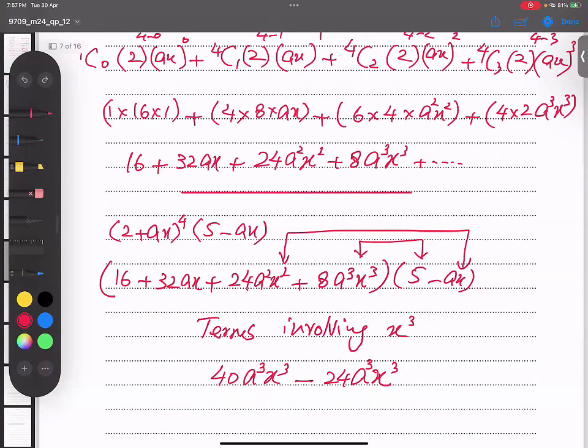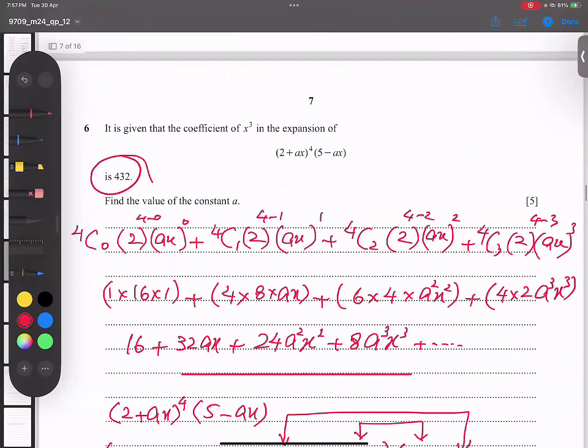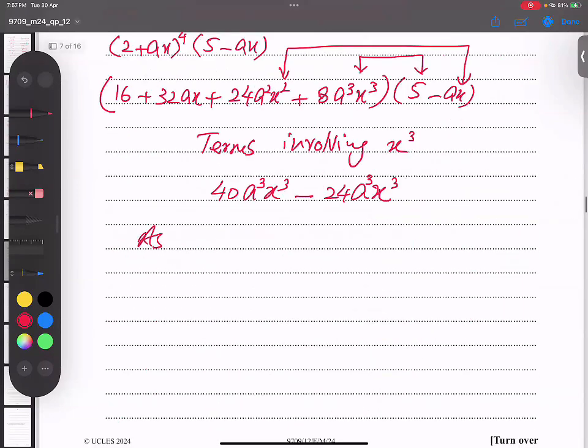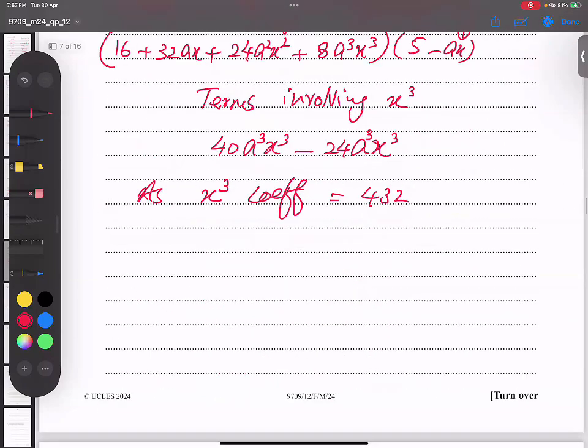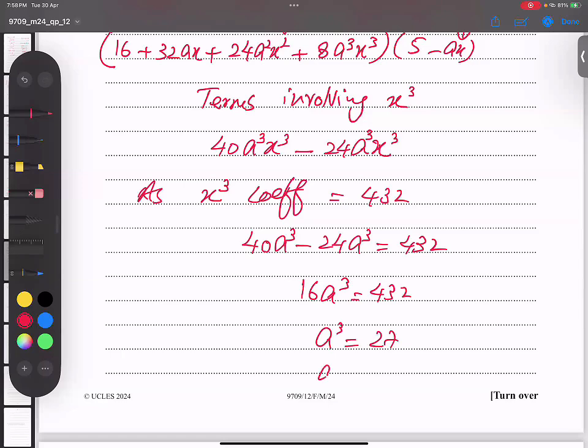And as he said, 432 is the x cube coefficient. So 432. I don't take x cube and x cube. I take 40 a cube minus 24 a cube equal to 432. Out of 40, subtract 24, 16. 16 a cube is equal to 432. Okay, if I divide, I got 27, and I take the cube root, I got a = 3.